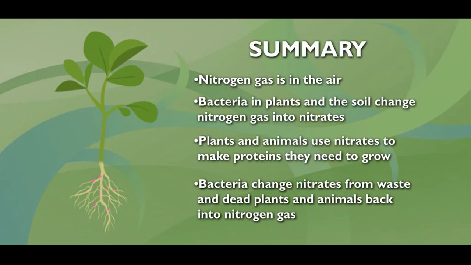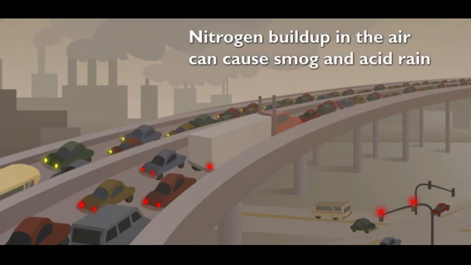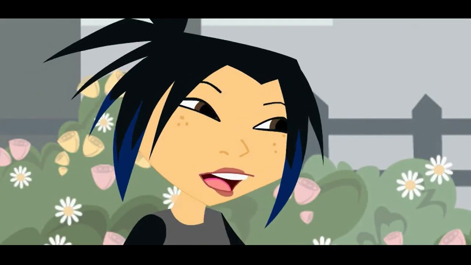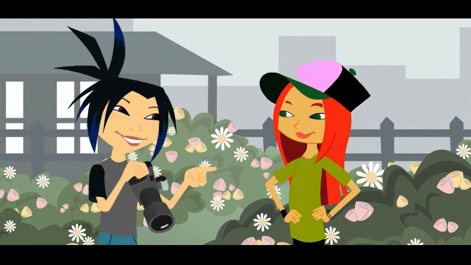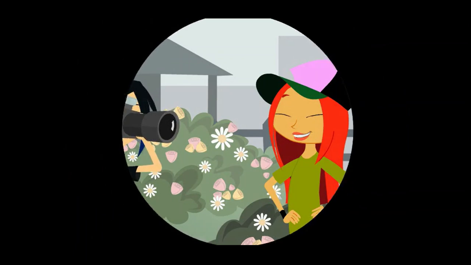Perfect. But what's not so perfect is that people are doing things that upset the cycle, like driving too many cars. That builds up nitrogen in the air and can cause smog or acid rain. Kinda scary since we're breathing that air. Can we help? Well, we can start by riding our bikes more. Now that's what I call getting to the root of the problem. I'm with you all the way.